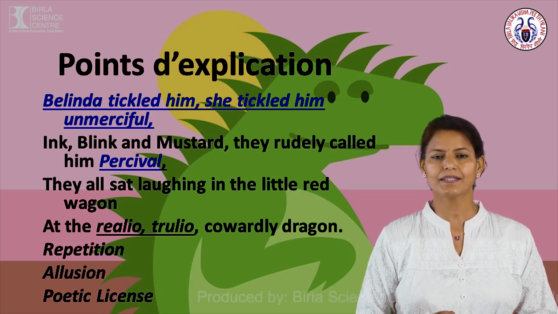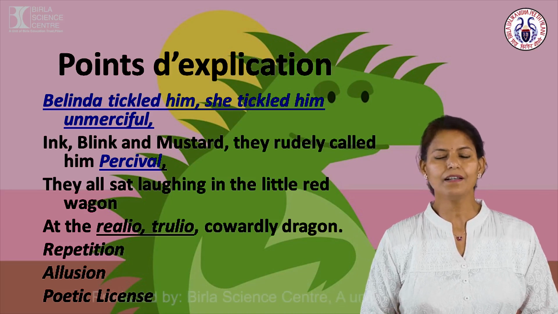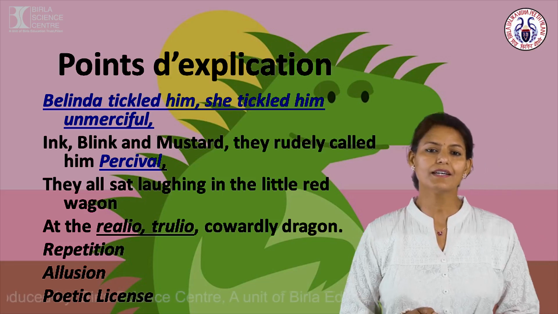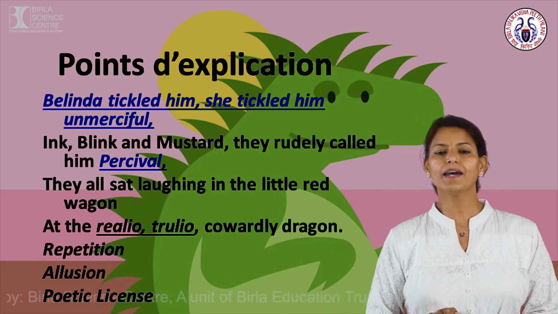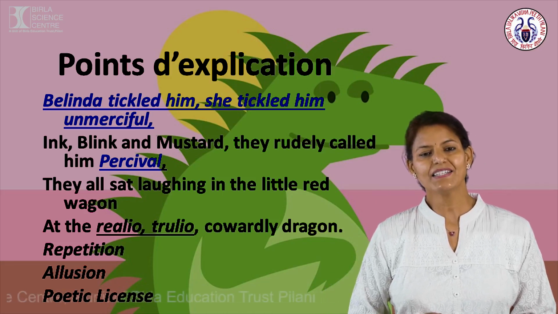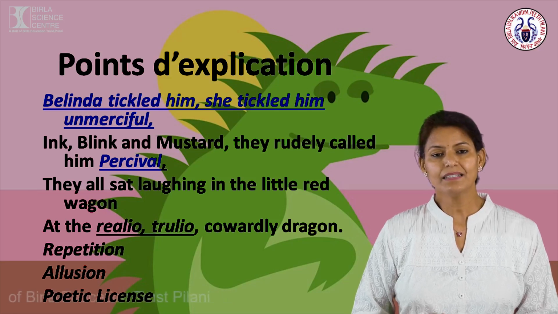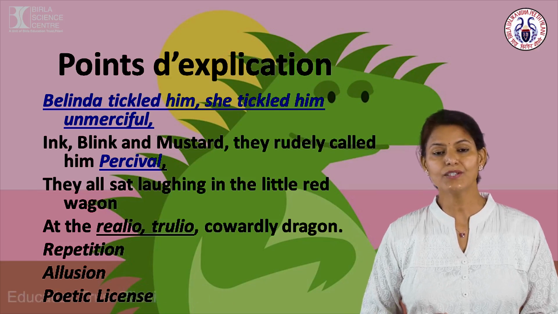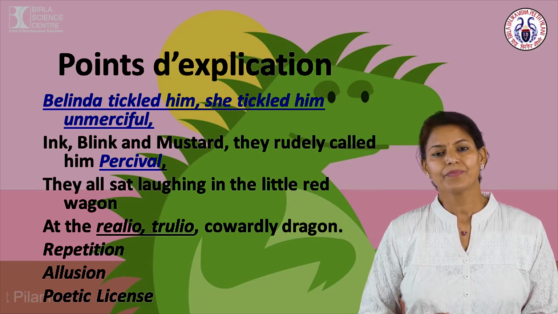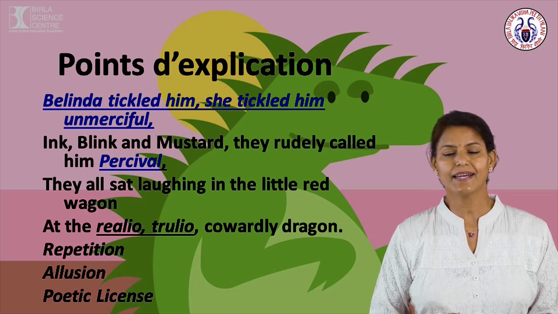Ink, blink and mustard, they called him Percival. The use of Percival is an allusion by the poet. An allusion is a poetic device where the poet suggests or indirectly hints at an idea, a person, a thing, a mythological aspect in history in order to explain the aspect that he wants to explain.